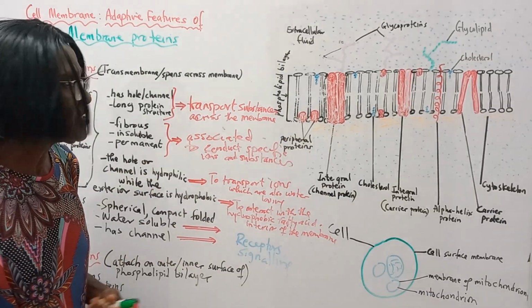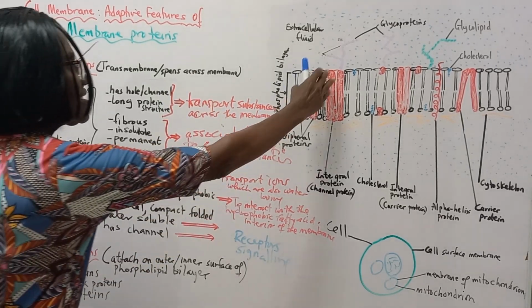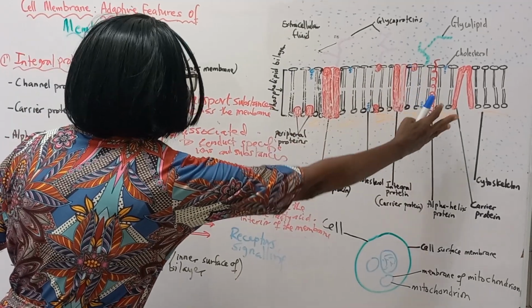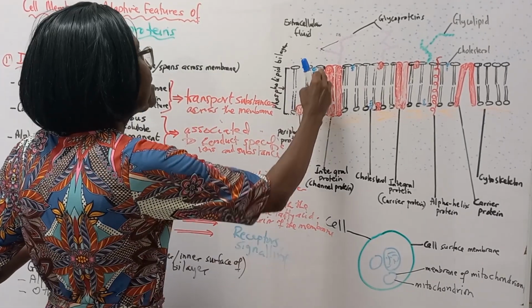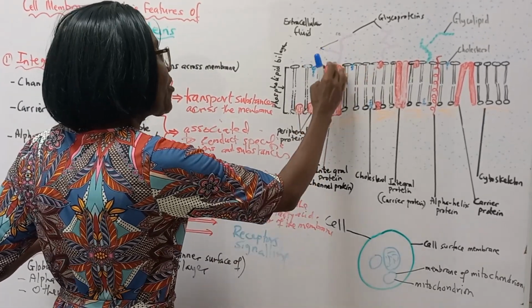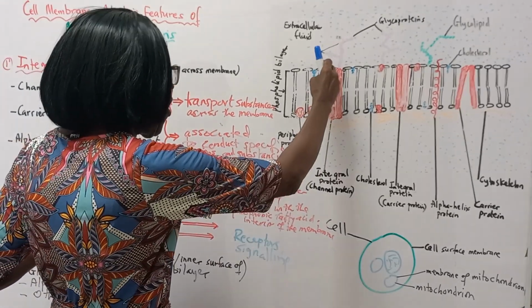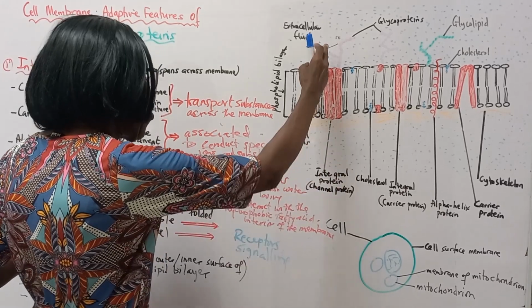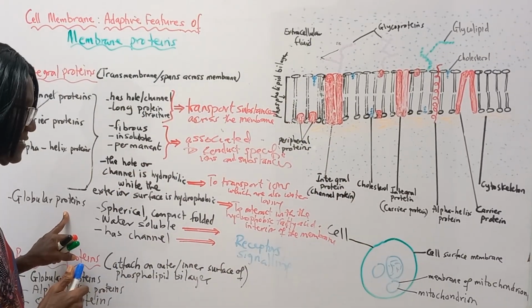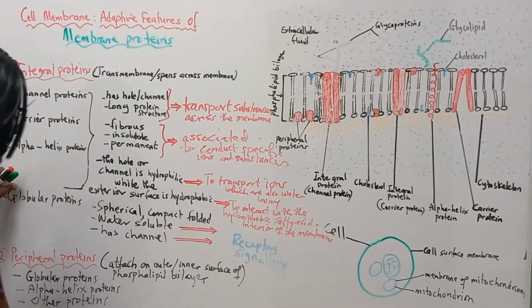Meanwhile, all these integral proteins, besides transporting substances in or out of the cells, also act as receptors. They are adapted and sensitive to various hormones and conditions that cause them to pass information into or out of the cells. So they are adapted to do that as well.